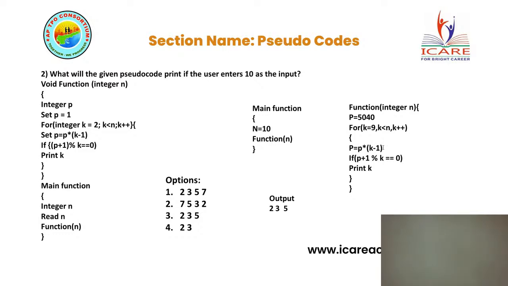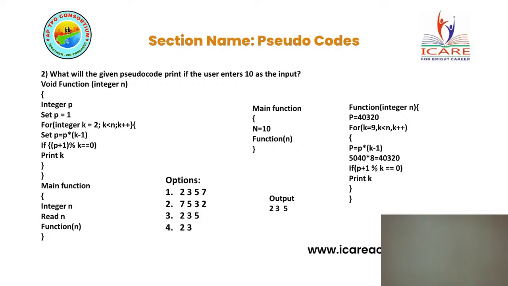So p is equal to p into k minus 1. So the p value is 5040. 5040 into k minus 1, which is 8. So 5040 into 8, we are getting 40320. So again we are updating the value 40320.